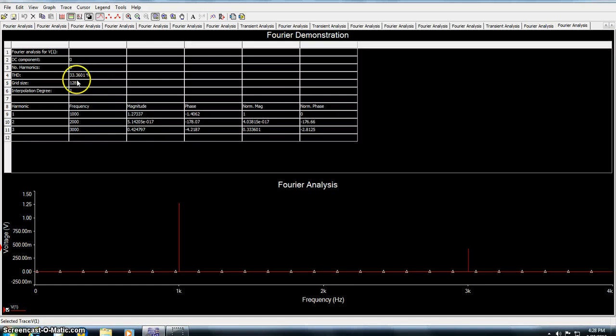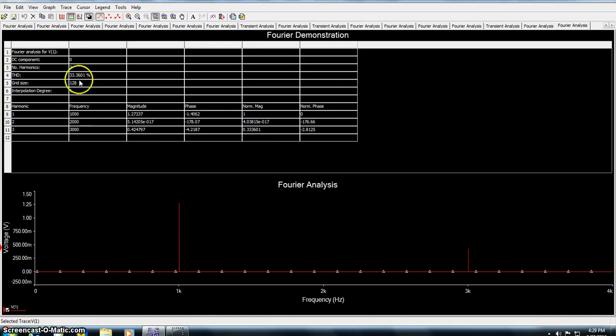And up here in the table, you see the fundamental has a magnitude of 1.27337. That's really 4 over pi. As you can see on the scale here, it's a little bit larger than this number here, being 4 over pi. The third harmonic is 1/3 of that value. A square wave has components that taper off as 1 over n, where n is the number for that particular component. So it's 1/3 the magnitude of the fundamental.